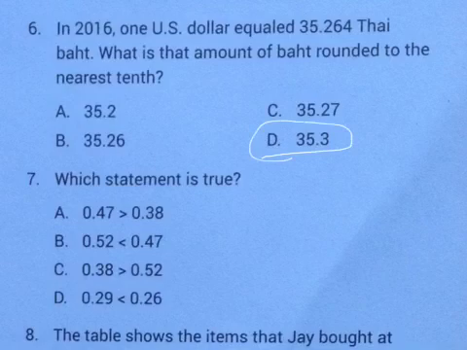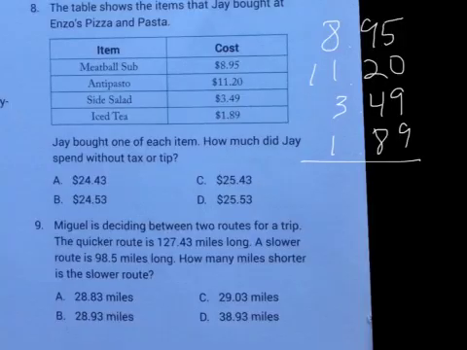And then number 7 says, which statement is true? So let's look at A, 0.47 is greater than 0.38. And so we can just go ahead. Alright, so let's go to number 8.